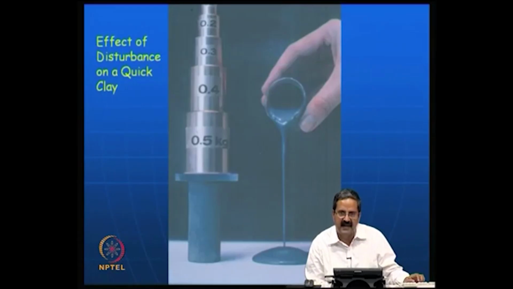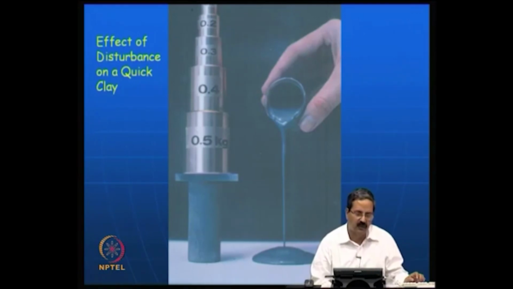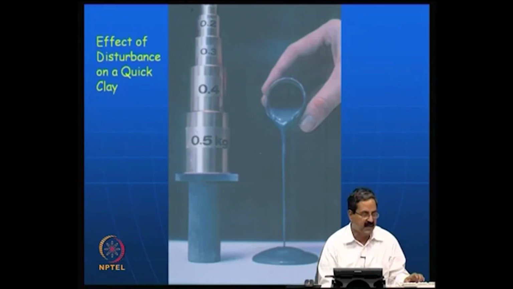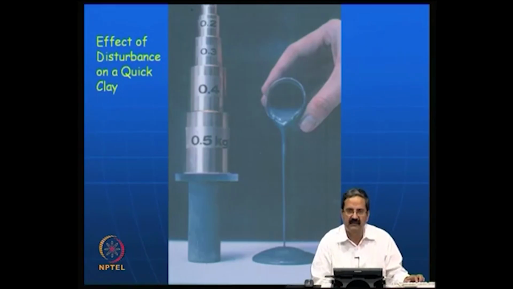This is another classic case of soft soils. In fact, you can see that the sampling disturbance matters: an undisturbed sample is able to take a lot of load, like you can see 0.5, but then you just disturb it a bit, and it becomes like a liquid. This is something very unusual.